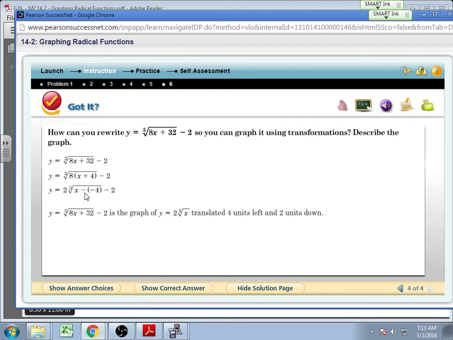Now I can write this as x plus 4 or x minus the negative 4. Either way, I know that I'm going to shift left. So I see that gives me a shift left 4 units. This gives me a shift down 2 units, and the 2 out front gives me a compression factor, so it's going to be expanded by 2 times the normal distance away from the x-axis.